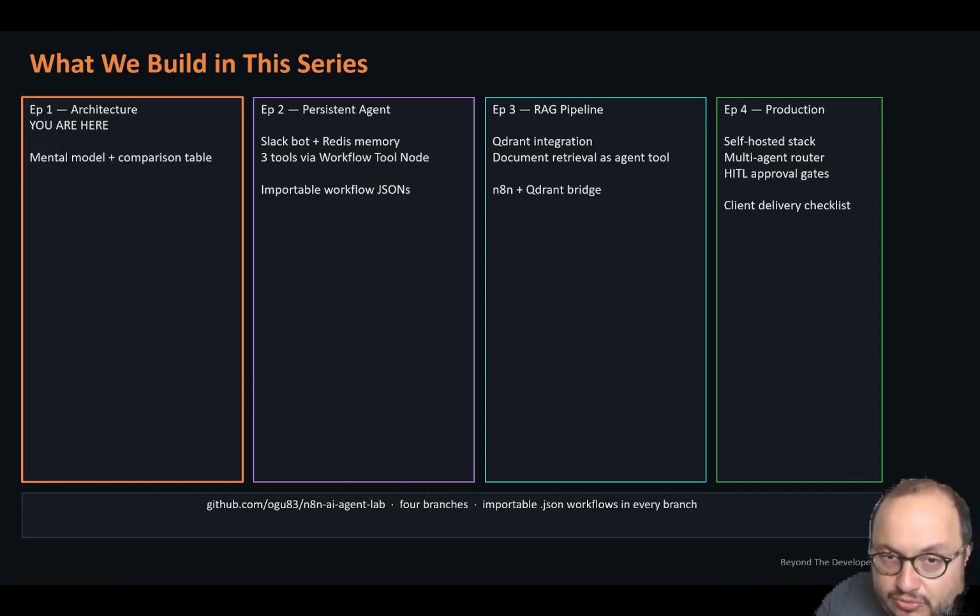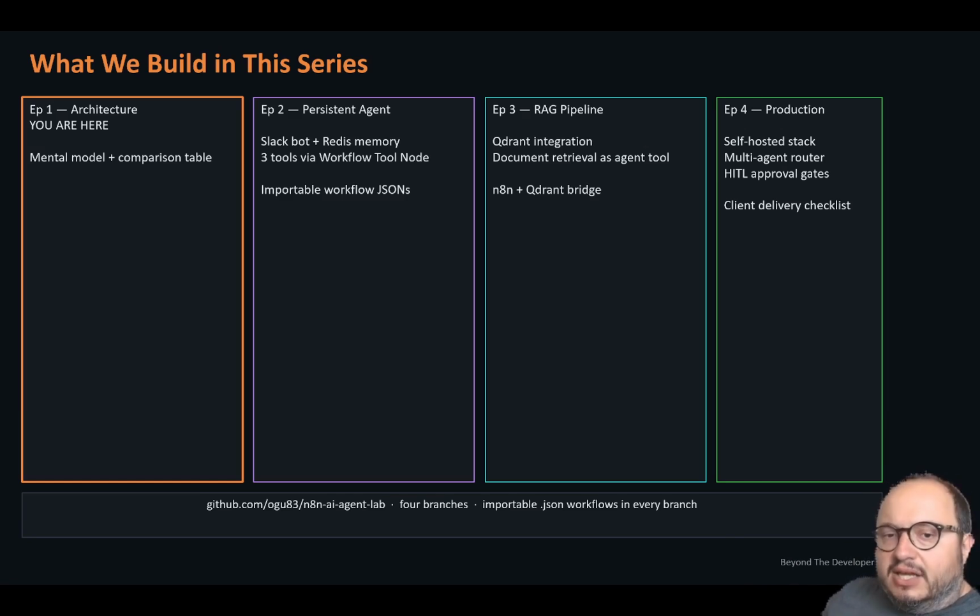In episode 2, we will build a Slack bot with a persistent Redis memory agent. The agent has 3 tools wired up via the workflow tool node: a web search tool, a CRM lookup tool against an Airtable base, and an email drafting tool with a human-in-the-loop approval gate. The agent drafts the email, you approve it before it sends. All importable as JSON into your own n8n instance.